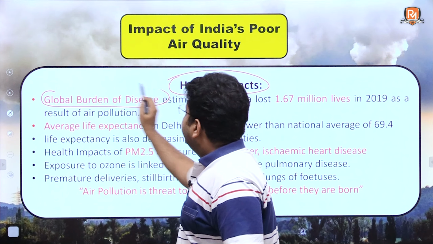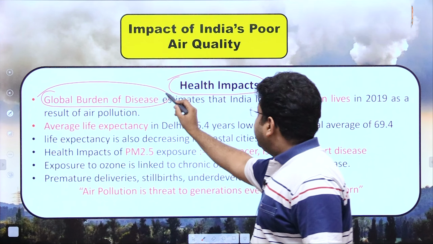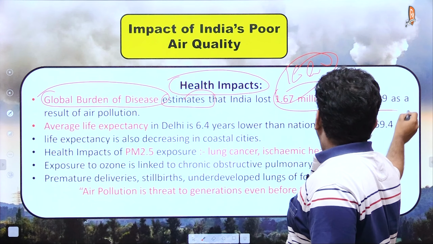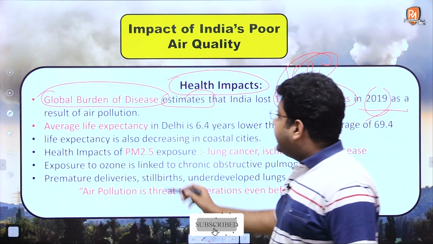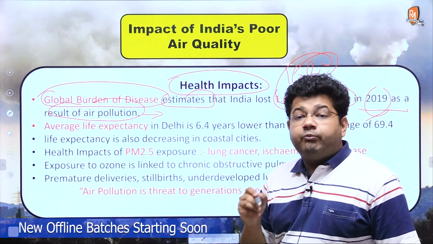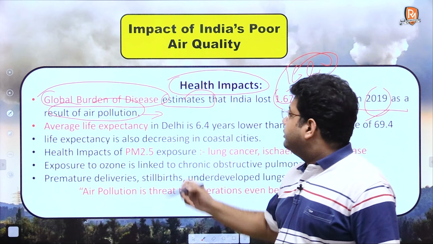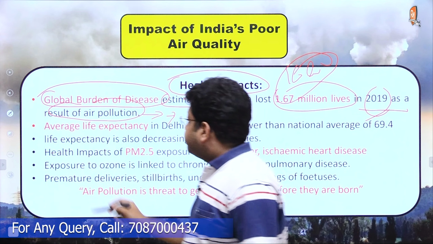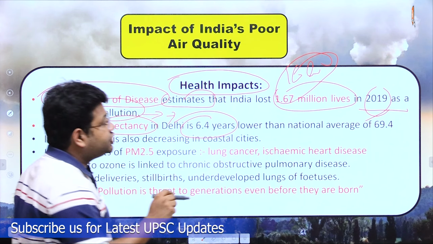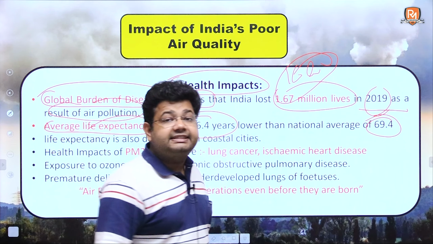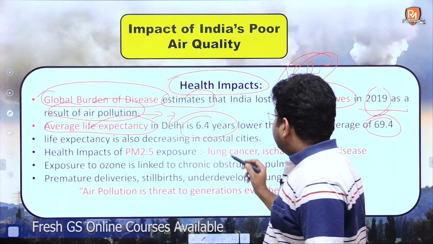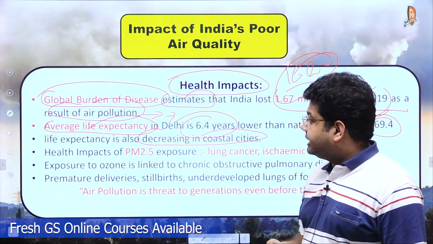There is a Global Burden of Disease report which estimates that in India around 16 lakh people died in 2019 alone as a direct result of air pollution, or as an indirect result of morbidities which have been more impacted by air pollution. Then, average life expectancy in Delhi is 6.4 years less than the national average life expectancy, that is 69.4 years. Besides this, coastal cities such as Mumbai and Chennai are also seeing a decrease in average life expectancy.